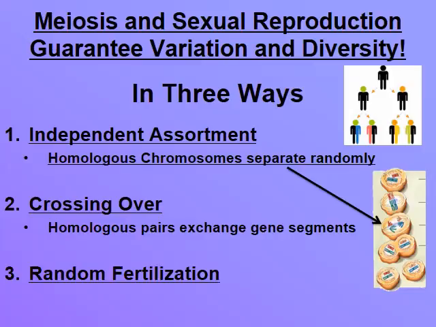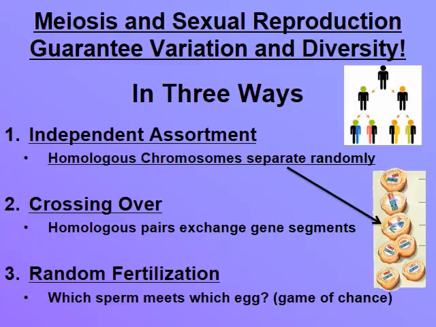And finally, we have random fertilization. So like we said before, with the sperm, there's 200 to 400 million variations that could fertilize that egg. So as you can see, the sheer number of possibilities is astronomical. So which sperm meets which egg? It's all a game of chance.